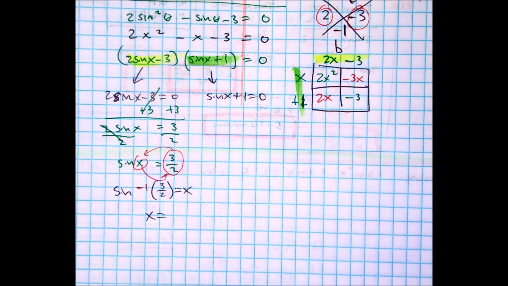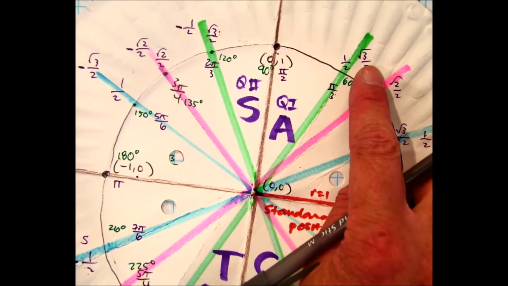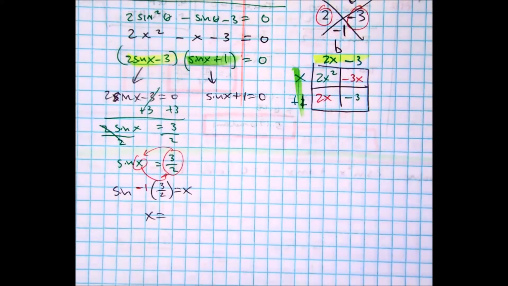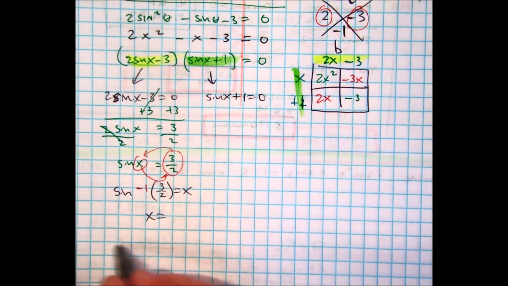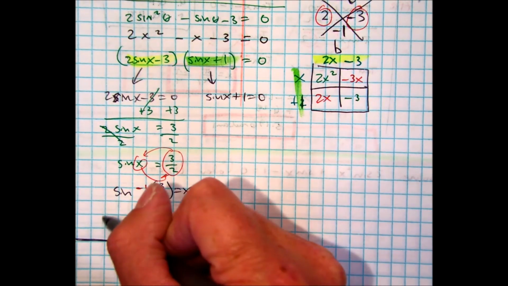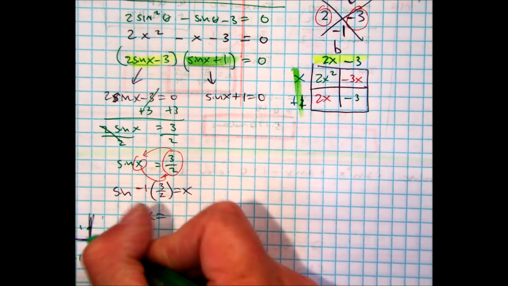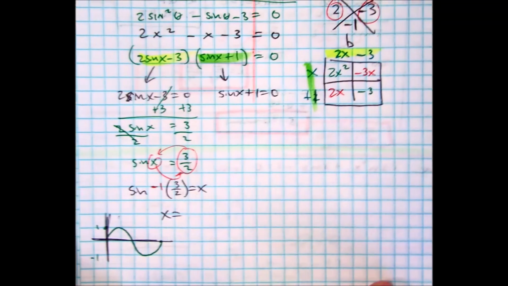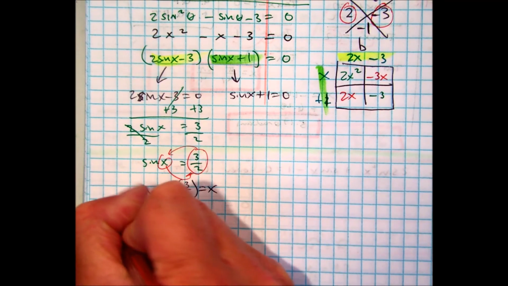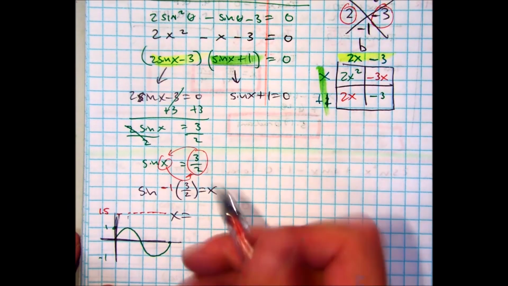So the question is, on my unit circle, is there a place where sine is 3 over 2? There's radical 3 over 2, but not 3 over 2. The second thing you can think about is using your calculator. If you put it into your calculator, you'll see something. But to give yourself a quick idea, here's the graph of sine. And they're asking for 1.5. Class, does the graph ever hit 1.5? So the answer here is no solution.